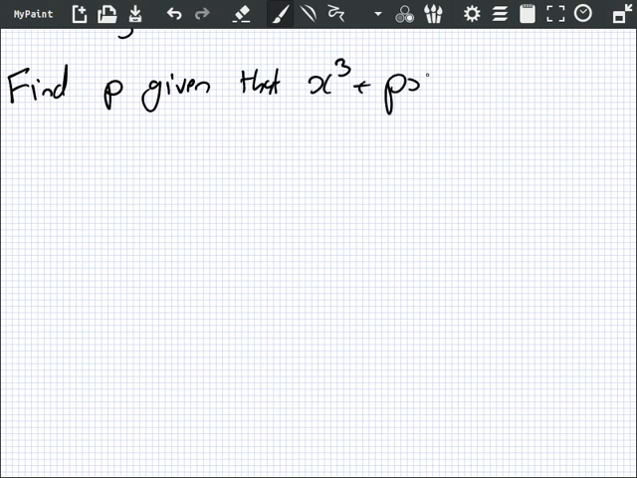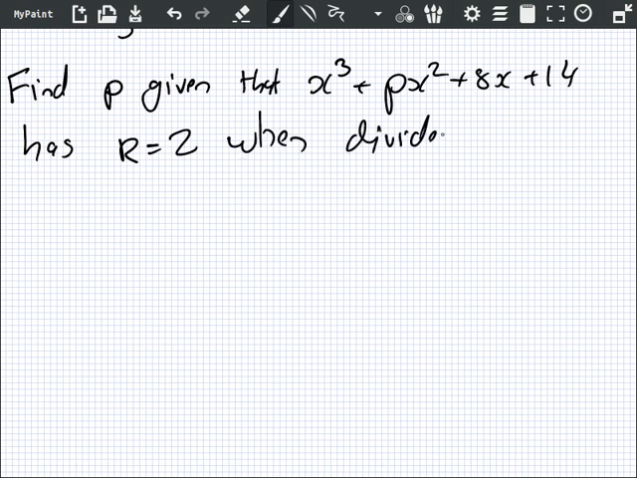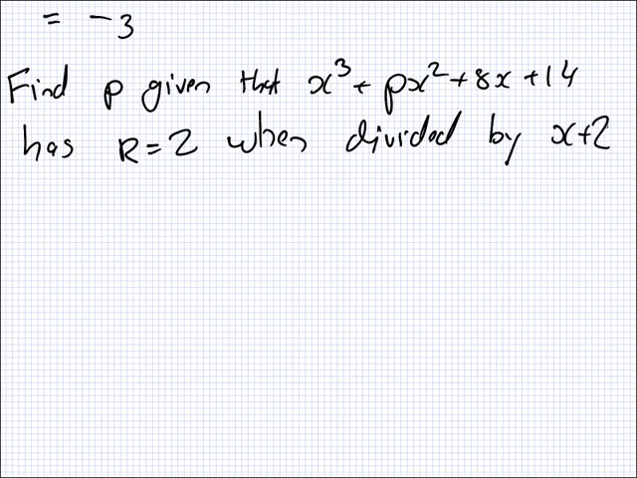x cubed plus px squared plus 8x plus 14 has remainder equal to 2 when divided by x plus 2. So what's happening here is there's a piece of the cubic you're missing. You don't know this p here. It's unknown. But what I tell you is, if you take this cubic and divide it by x plus 2, you get a remainder of 2. That's enough information to find out what the p is. I'll give you a minute before I do it. See if you can figure out what the p is.